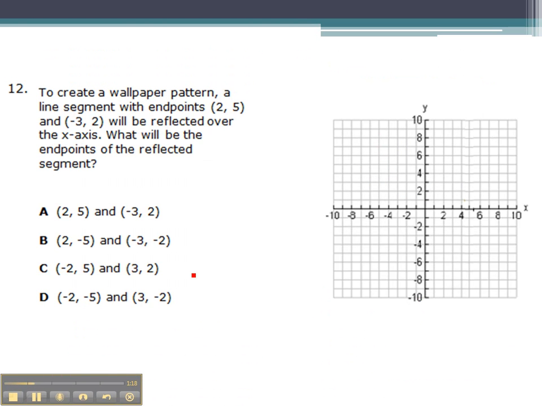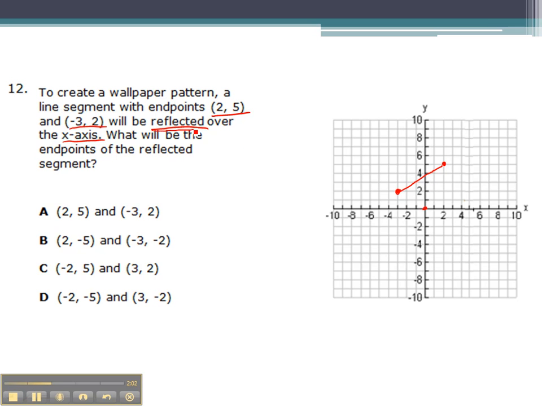Okay, problem 12. To create a wallpaper pattern, a line segment with endpoints 2, 5 and negative 3, 2 will be reflected over the x-axis. What will be the endpoints of the reflected segment? So we need to plot the vertices of this line segment. The first vertex is at 2, 5. So starting at the origin, positive 2 is 2 to the right on the x-axis, and positive 5 would be 5 up right there. And then the next vertex is at negative 3, 2. Starting at the origin, negative 3 would be 3 to the left, and then positive 2 would be up 2. So our line segment looks like this.